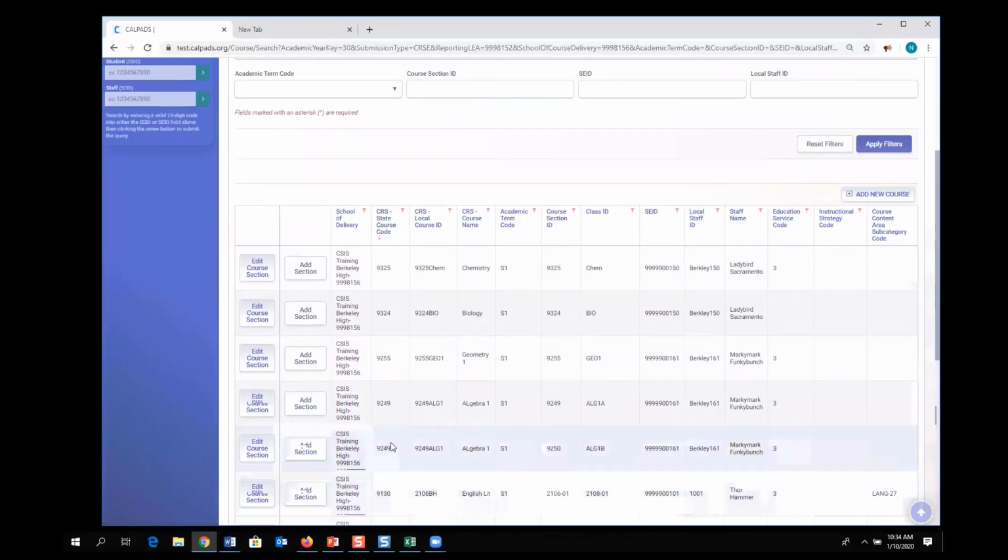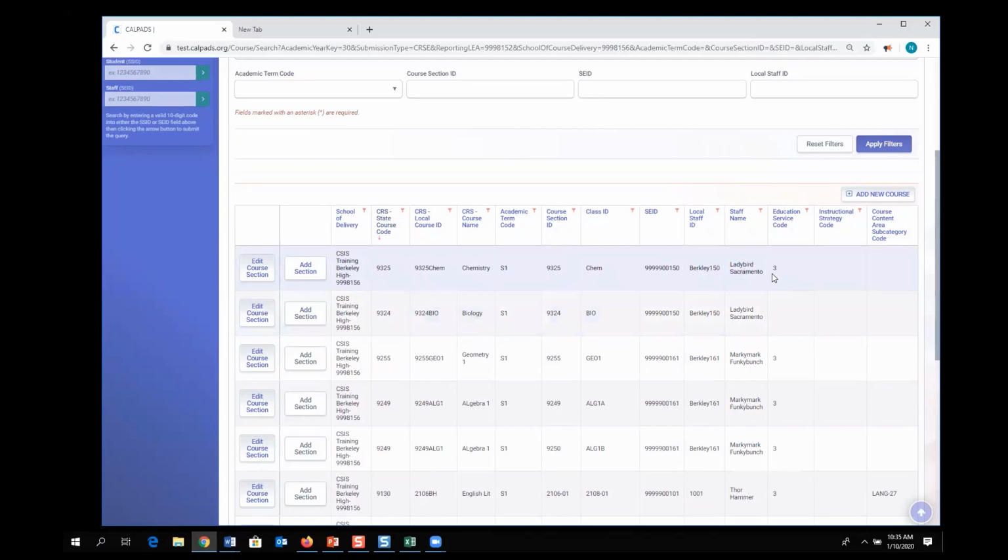Students usually receive their instruction single subject at a time in various periods, and this is what's represented through these course sections. You can see that this teacher, Lady Bird Sacramento, has two separate course sections that are taught, and they could represent two different periods. One would be chemistry, the other would be biology. You can see that there. They have unique course section IDs, unique local course IDs. The only thing common is the staff member's demographic information, because a single staff member is teaching the course.